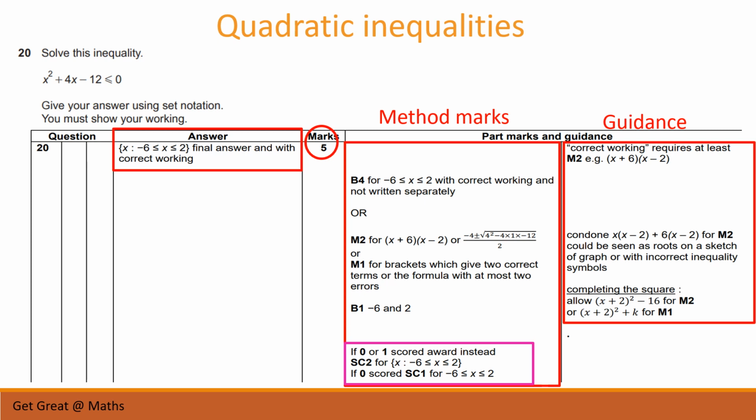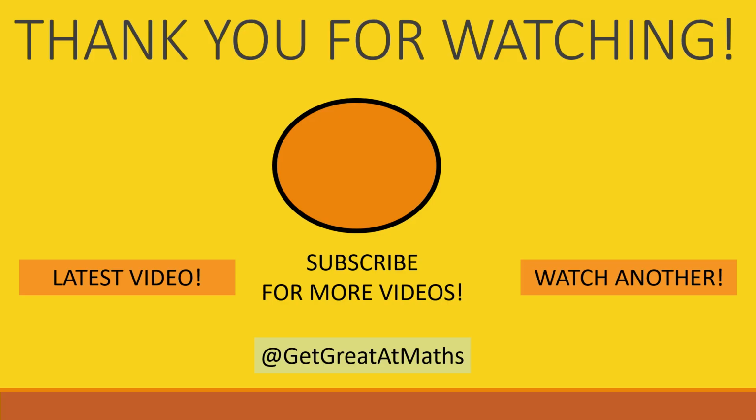So we get SC2, which means you can only get a maximum of 2 marks if you didn't write it in set notation without showing any working out, because the answer must show your working out. You will only get 1 mark, so the SC1 means 1 mark if you wrote between -6 and 2. So please make sure you show your working out to get the full marks.